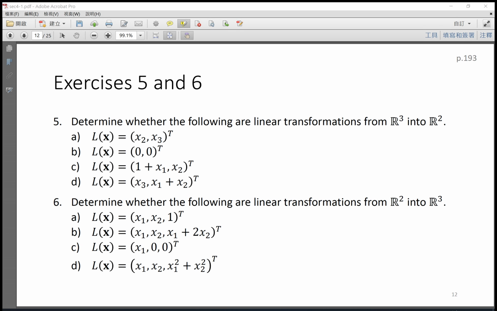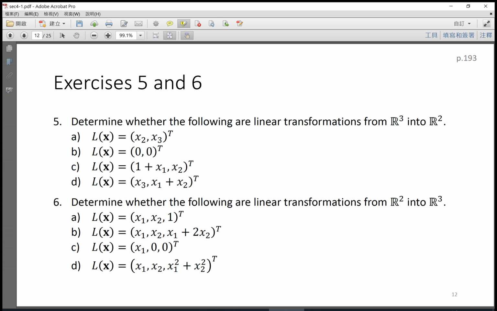Let's see exercise 6. Determine whether the following are linear transformations from R^2 into R^3. The input is a vector in R^2, while the output is a vector in R^3. In case A, L of x is defined as (x1, x2, 1). Note that the third entry is a non-zero constant, and therefore L of 0 equals (0, 0, 1), which is not the zero vector in R^3. So L is not a linear transformation.